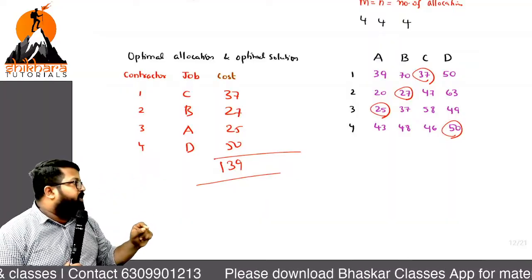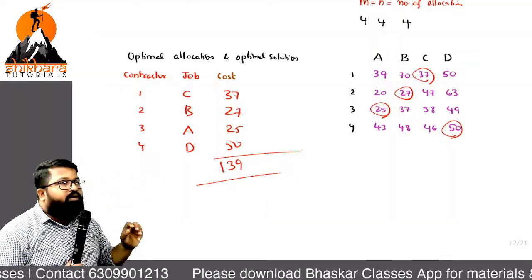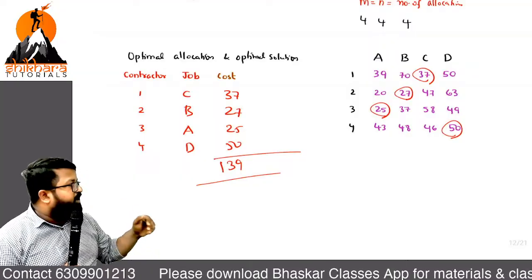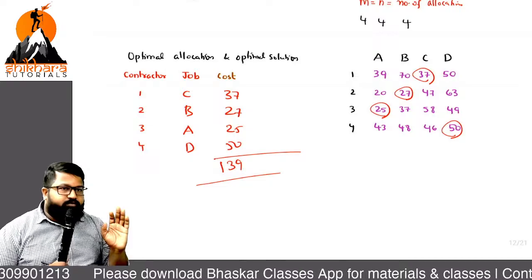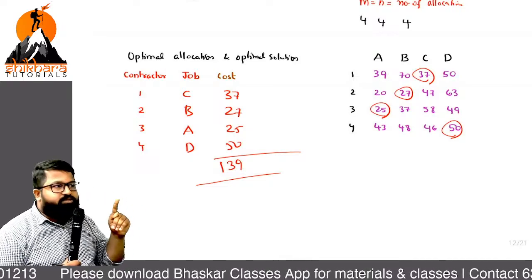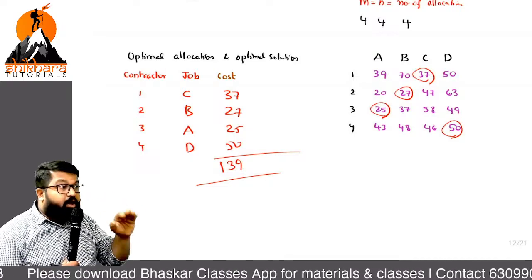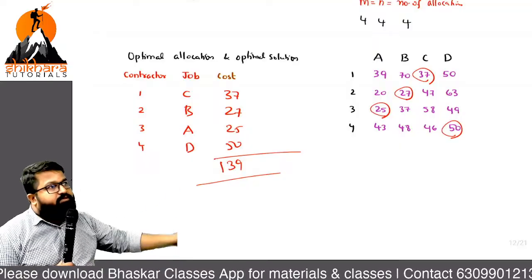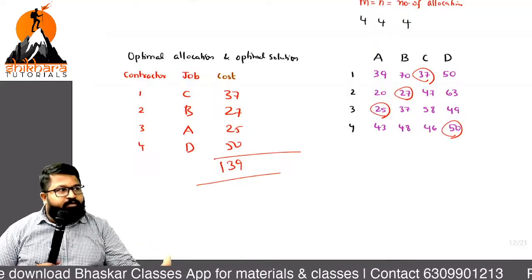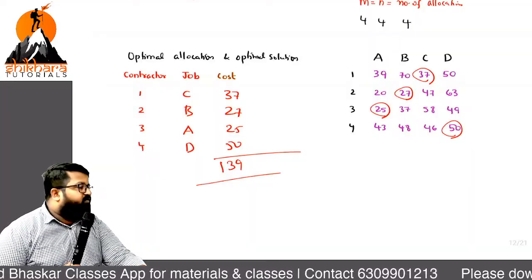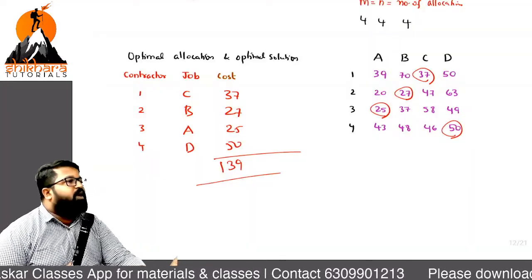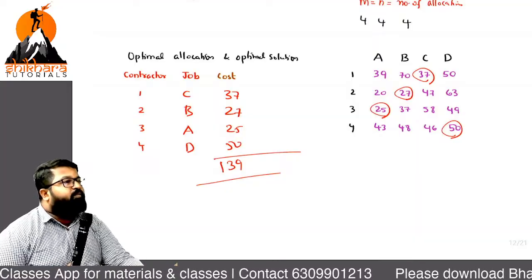For contractor 1, we gave job C. For contractor 2, job B. For contractor 3, A. For 4, D. Okay, if you want, you can write that also. By writing that sentence, will you lose marks? No issue. How much time will you take to write that sentence? 10 minutes? 1 minute? Or less than 1 minute? By writing that, you will not lose marks. So you write that one. That will be good for you.